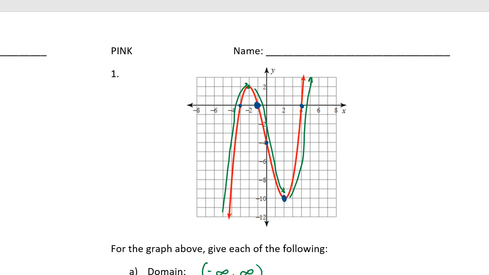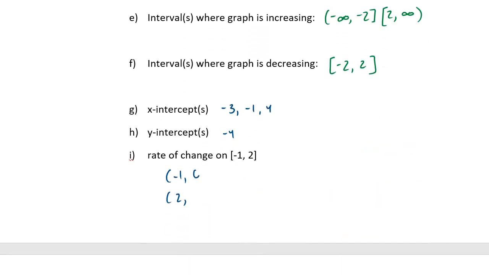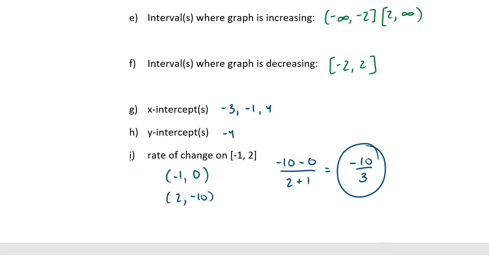So from negative 1, 0 to 2, negative 10. So we could just use that slope formula. So we could take negative 10 minus 0 over 2 minus negative 1, which becomes 2 plus 1. So that would be negative 10 over 3, or negative 10 thirds would be your rate of change.